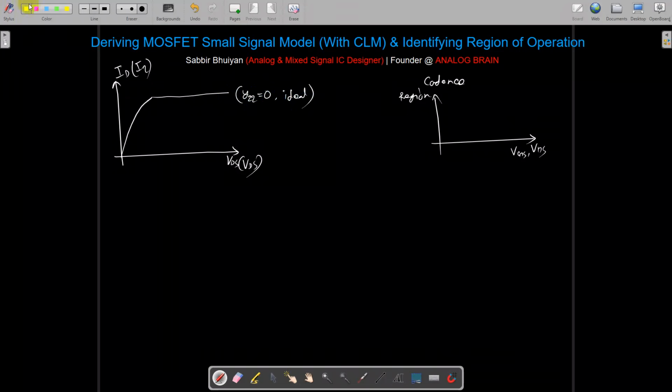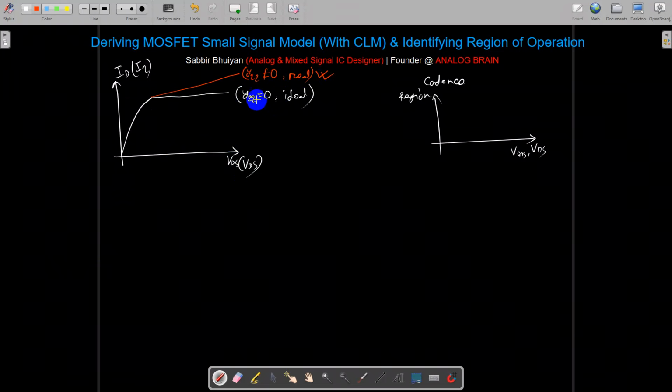But in reality, in your simulation, you will see a slope like this, because of channel length modulation. So you have lambda not equal to 0. It means your y22 is not equal to 0. So this is the real thing. Now we want to model our small signal from that, and the question is how we can model it from scratch. From scratch, we can use a Taylor series to model this behavior.